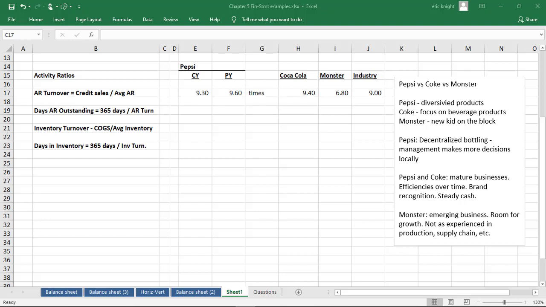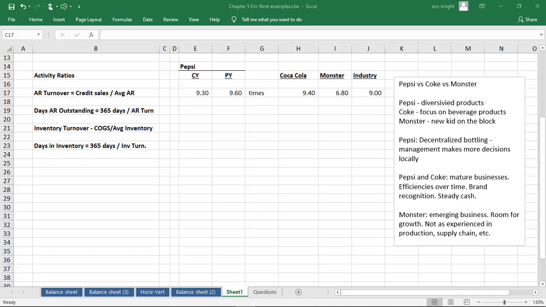In this case, we did get the credit sales from these companies, and we compare that to the average accounts receivable. So Pepsi turned over their receivables 9.6 times, and then this current year 9.3 times, the most recent year we're looking at. So they're kind of going backwards. You should be turning over, the more times turnover, the better. That shows that management lost a little bit of ground. Coke is right in there, about the same, 9.4.